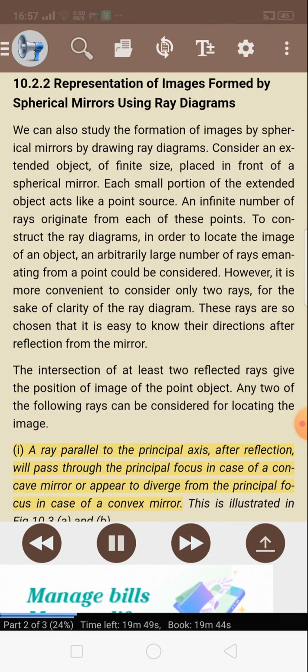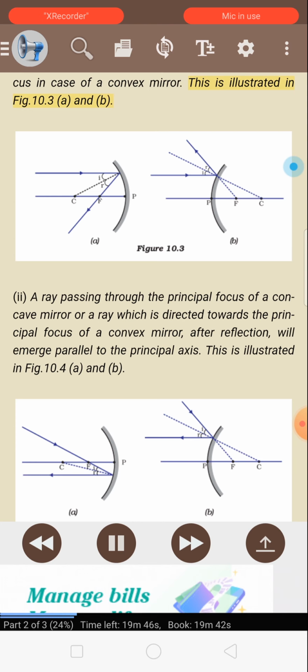A ray parallel to the principal axis, after reflection, will pass through the principal focus in case of a concave mirror or appear to diverge from the principal focus in case of a convex mirror. This is illustrated in Fig. 10.3 (a) and (b). A ray passing through the principal focus of a concave mirror, or a ray which is directed towards the principal focus of a convex mirror, after reflection will emerge parallel to the principal axis. This is illustrated in Fig. 10.4 (a) and (b).